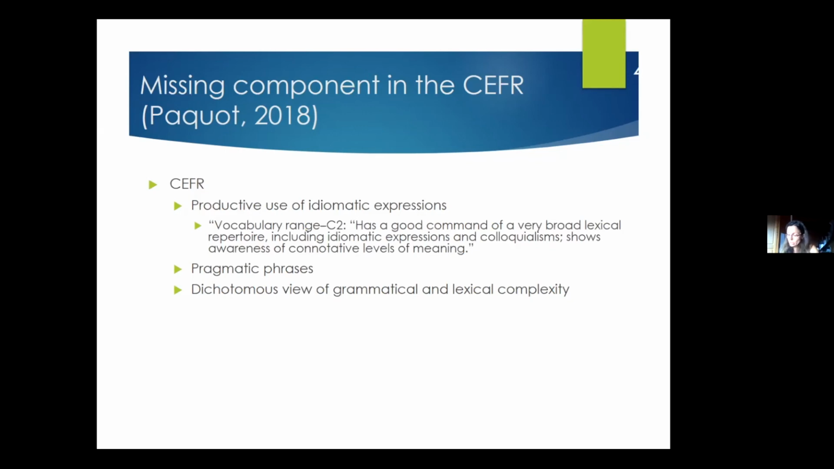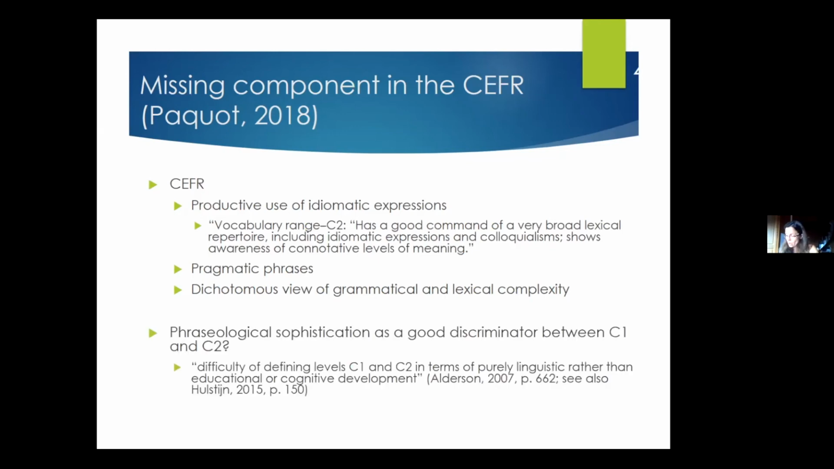So the construct of phraseological complexity is particularly interesting in that, unlike traditional measures of lexical and syntactic complexity, it also proved to be a relatively good discriminator between C1 and C2, two levels that have traditionally been particularly difficult to define in terms of purely linguistic criteria. So they have been defined in terms of educational or cognitive developmental criteria. And here I'm suggesting that it's possible to define and describe these levels with linguistic criteria.